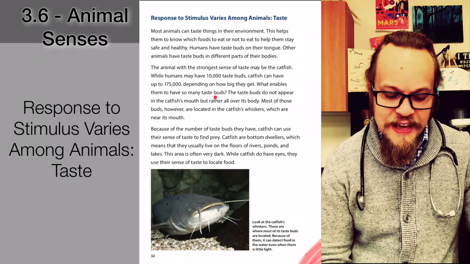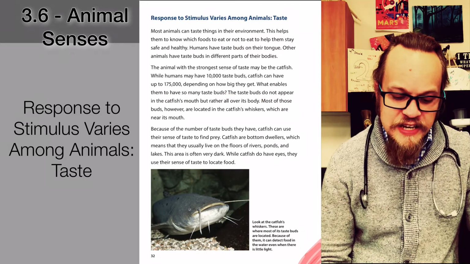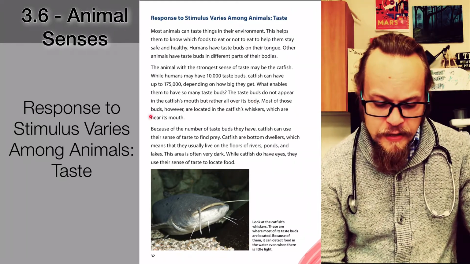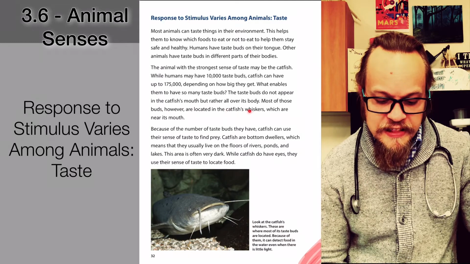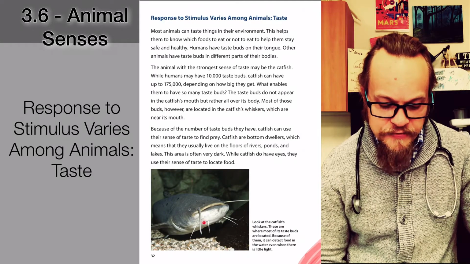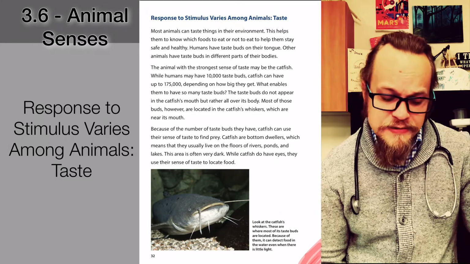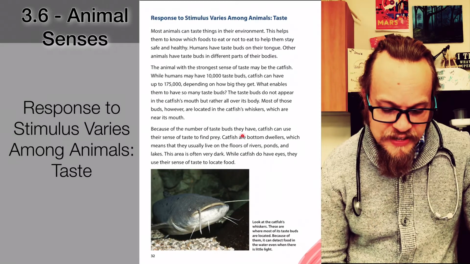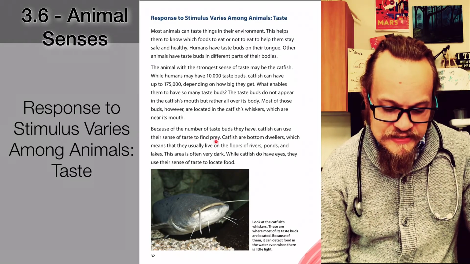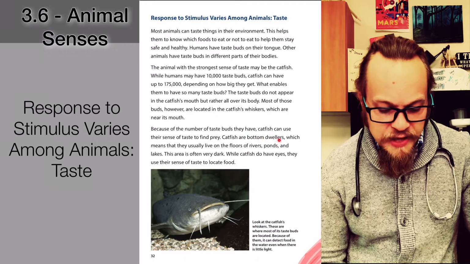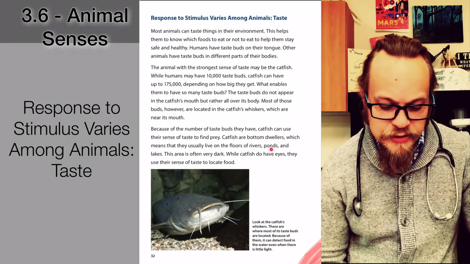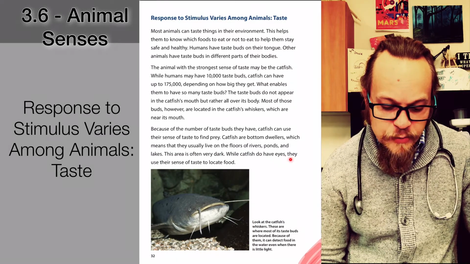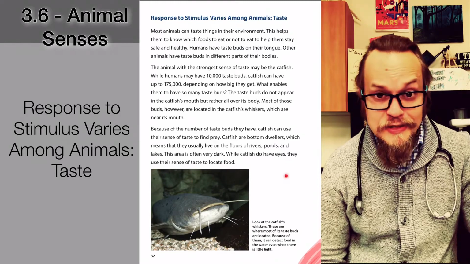What enables them to have so many taste buds? Well, the taste buds do not appear in the catfish's mouth, but rather all over its body. Most of these buds, however, are located in the catfish's whiskers, which are near its mouth, so it tastes everything that it smells or rubs its whiskers against. Because of the number of taste buds they have, catfish can use their sense of taste to find prey. Catfish are bottom dwellers, which means that they usually live on the floors of rivers, ponds, and lakes. This area is often very dark. While catfish do have eyes, they use their sense of taste to locate food.